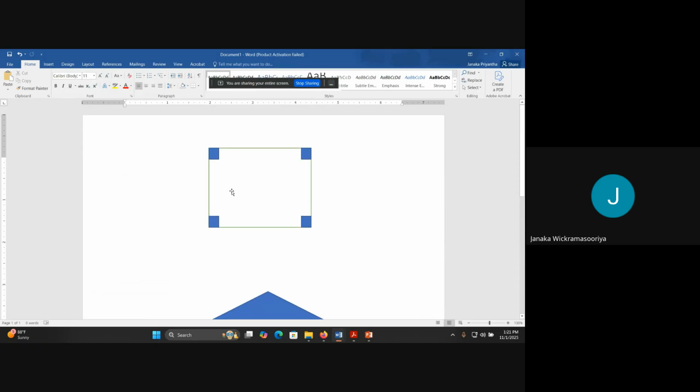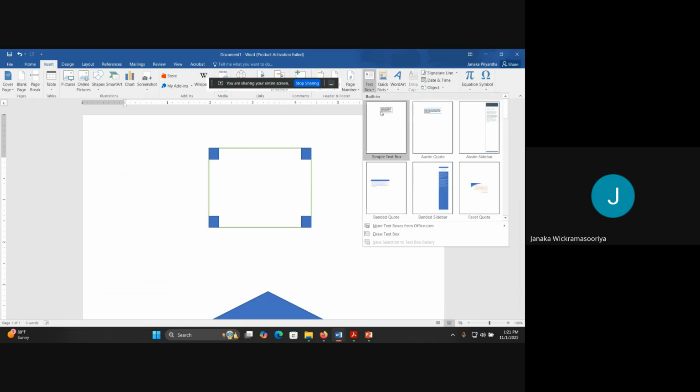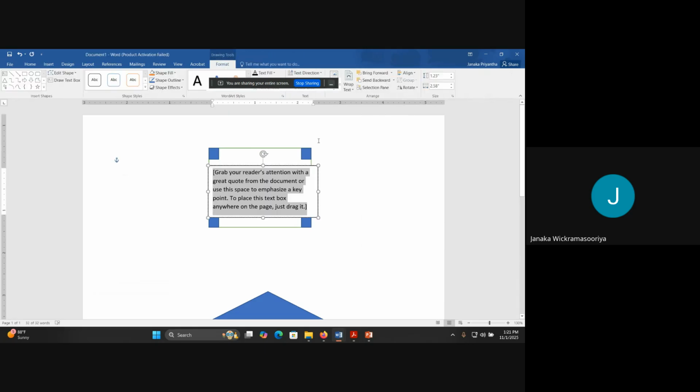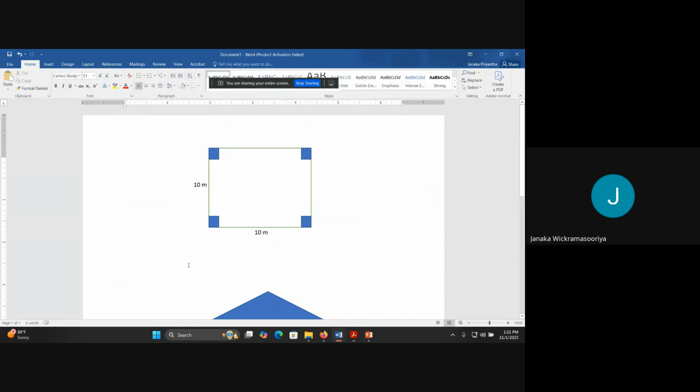Then if we assume the dimensions, shall we take it as 10 meters? If we assume it as 10 meter by 10 meter, now this side would be 10 meters, and this side will be again 10 meters, right?